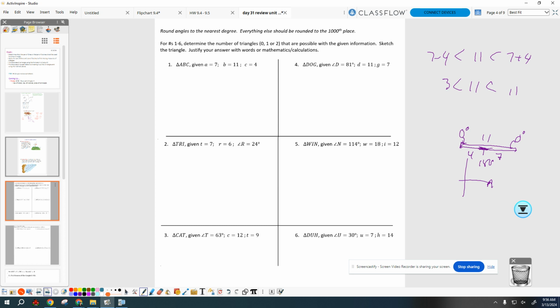Seven, sine 24 over 6. I'm not changing the answer. Go solve for it, but I don't want you to. Yep, this is fine. Everybody knows the calculator.